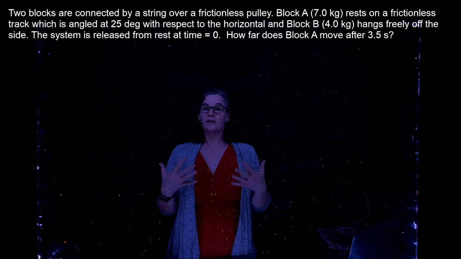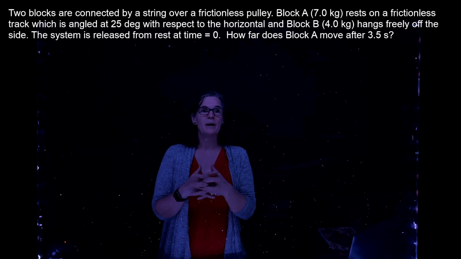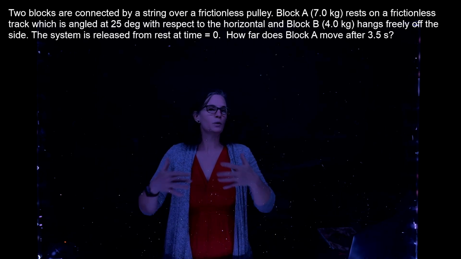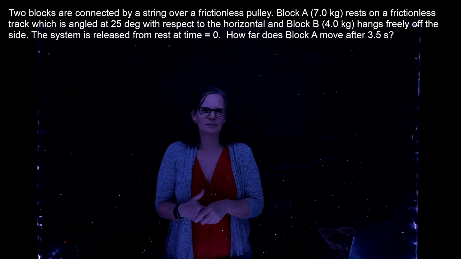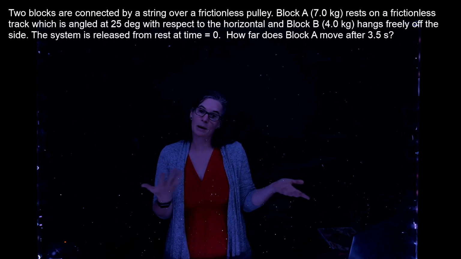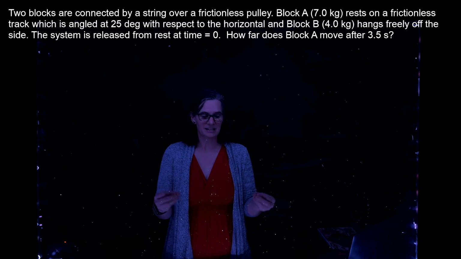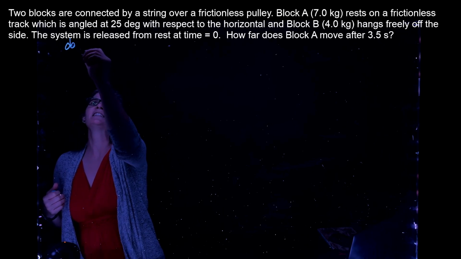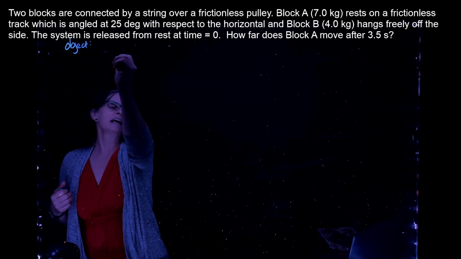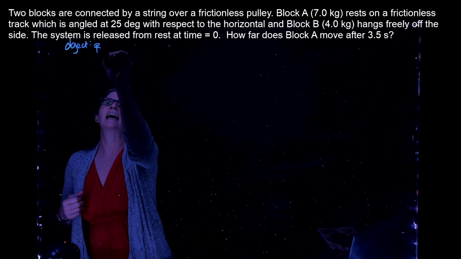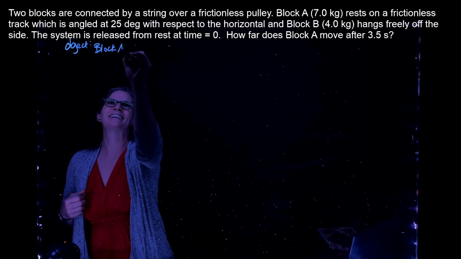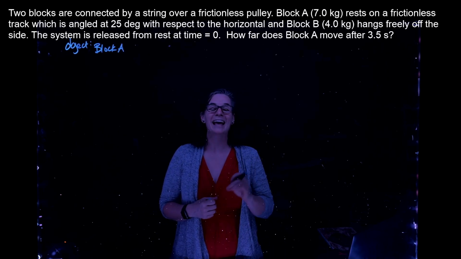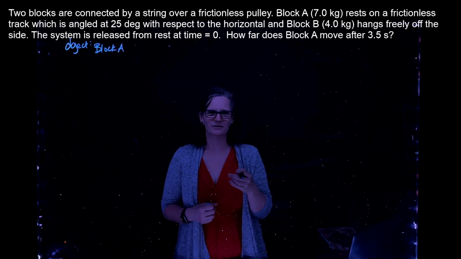So like with all of our processes, the first thing we want to think about is what are we interested in? What are we analyzing? The motion or the forces? What is the object that we're curious about? And as the problem reads, we want to know what block A is doing 3.5 seconds later. So we're going to first identify our object as block A. Okay, so block A is our object. That's what we go after first.